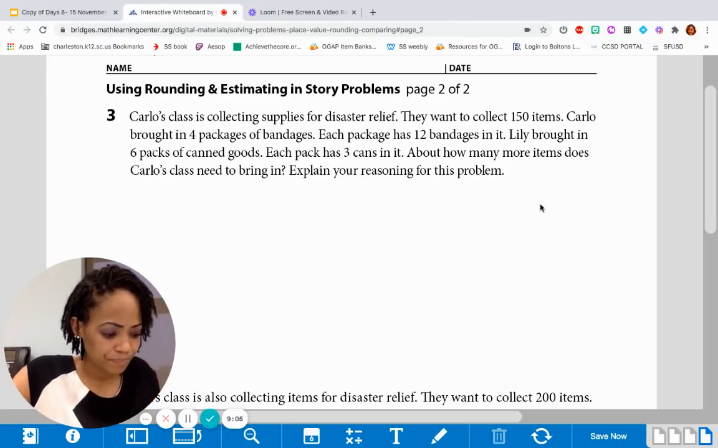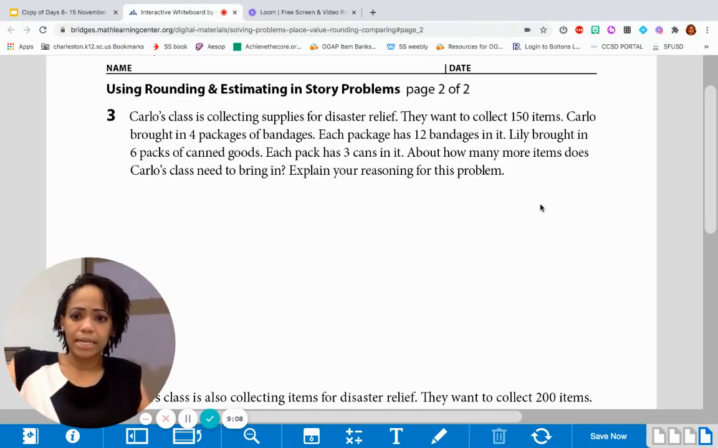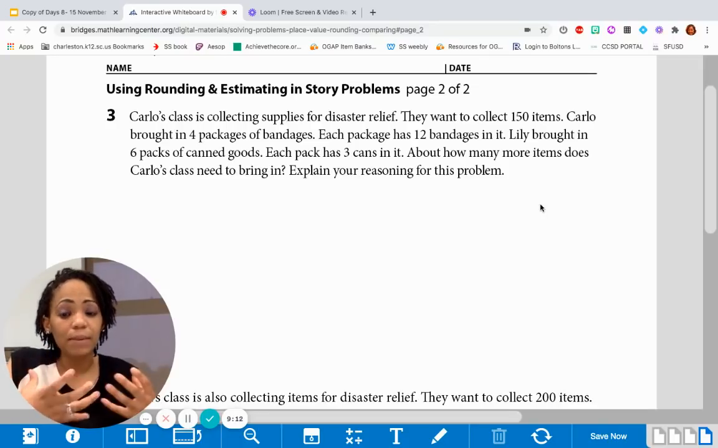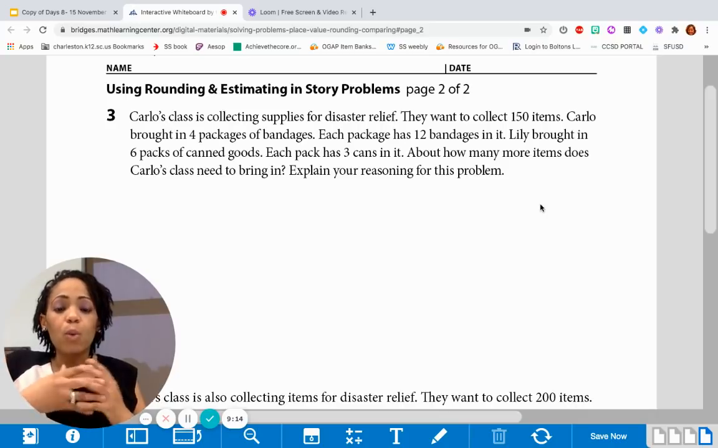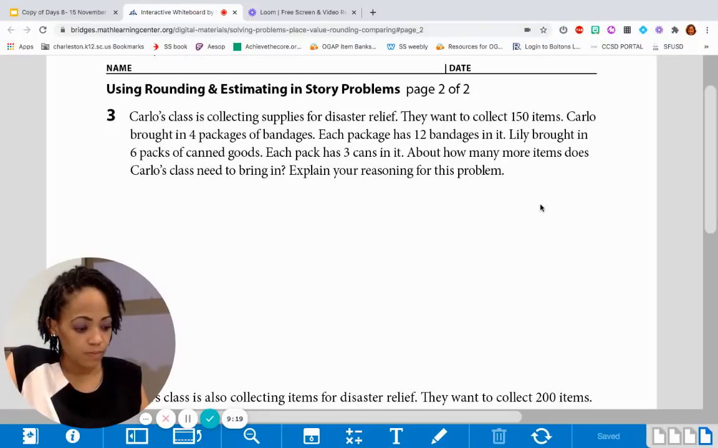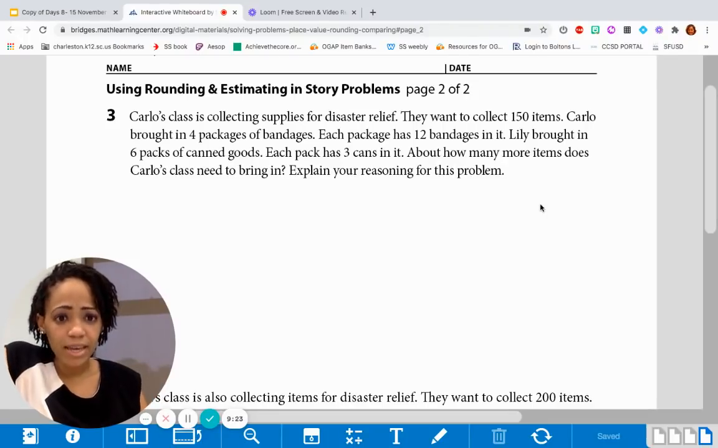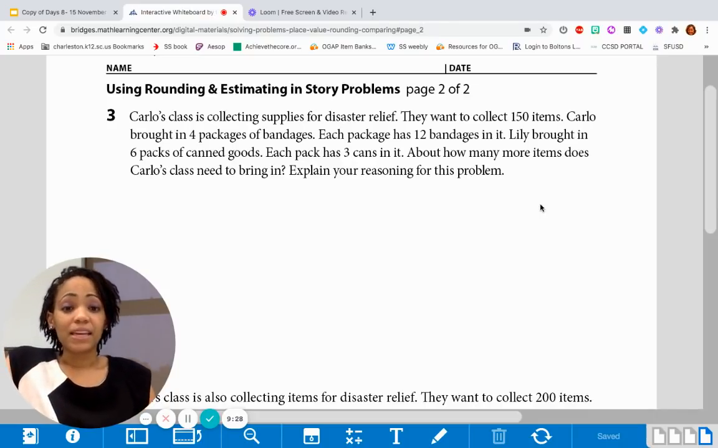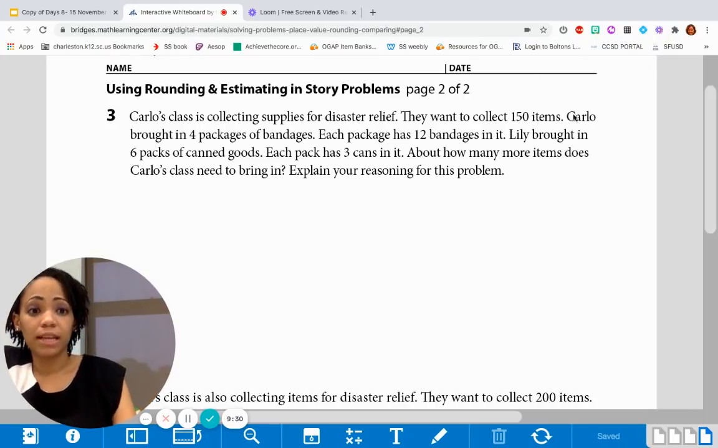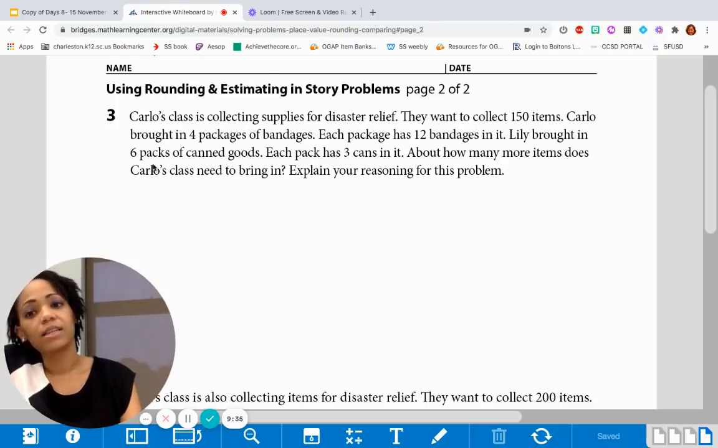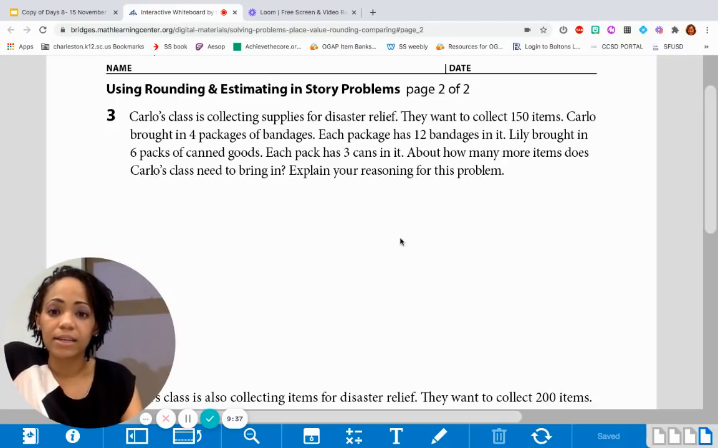Explain your reasoning. Now, let's break down this problem because it sounds like a lot's going on, right? Yeah, we're going to have to really think about what's happening. The question is asking what? Yeah, about how many more items does the class need to bring in? But they give us some different information. We know they want to collect 150. He has 4 packs with 12 in each pack, and then 6 packs with 3 in each pack.